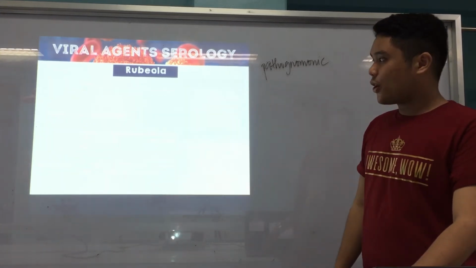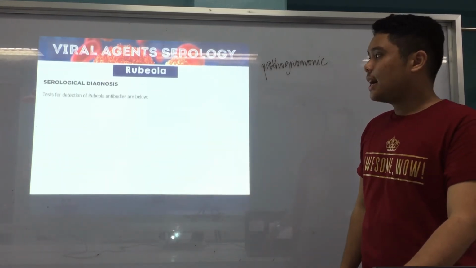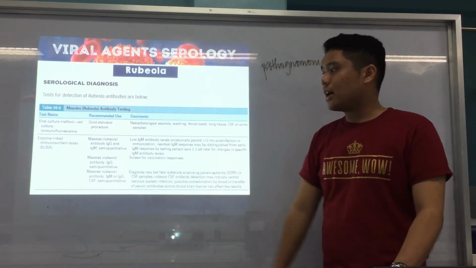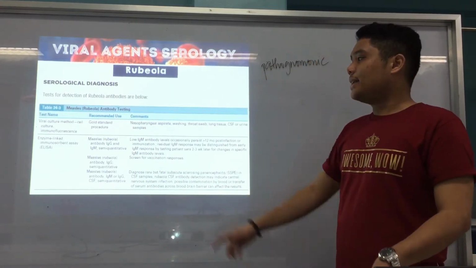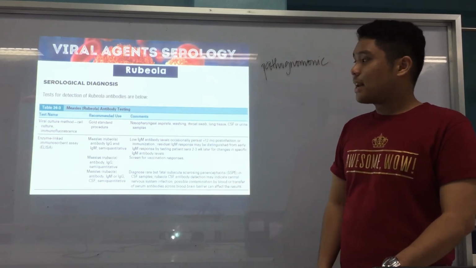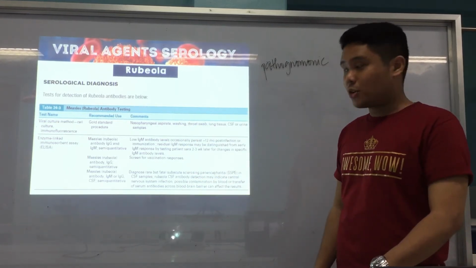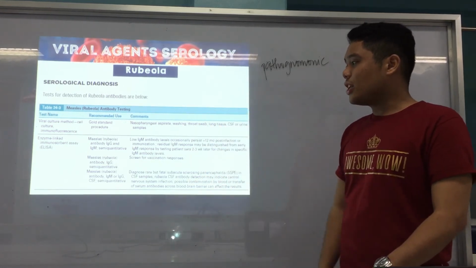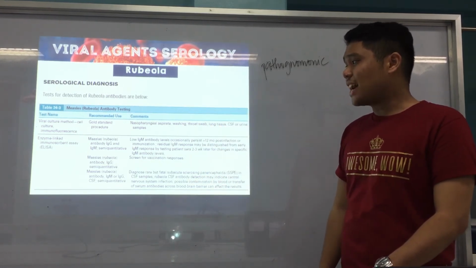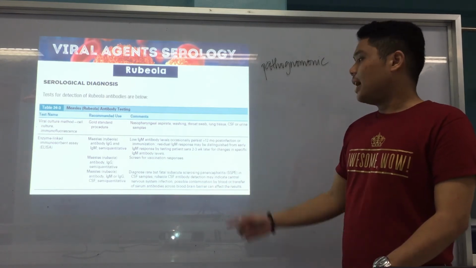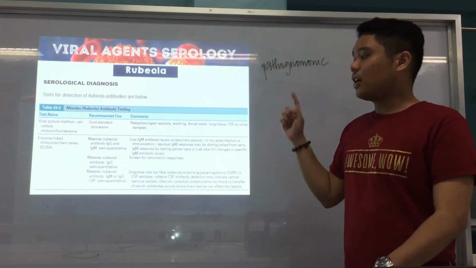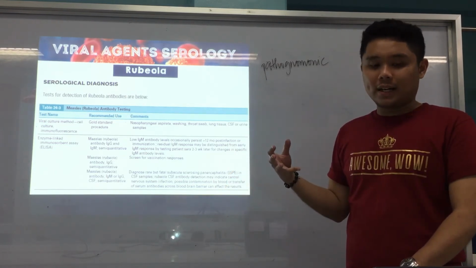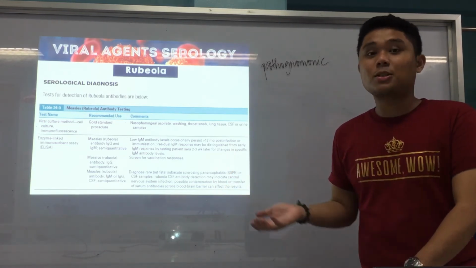Now for your serological diagnosis, still the same. For antibodies, we can use ELISA. And the gold standard is still cell culture and immunofluorescence. From these specimens, for ELISA, you can use IgG and IgM, which is semi-quantitative, and you can also use IgG or IgM in the CSF. So it depends on the specimen.